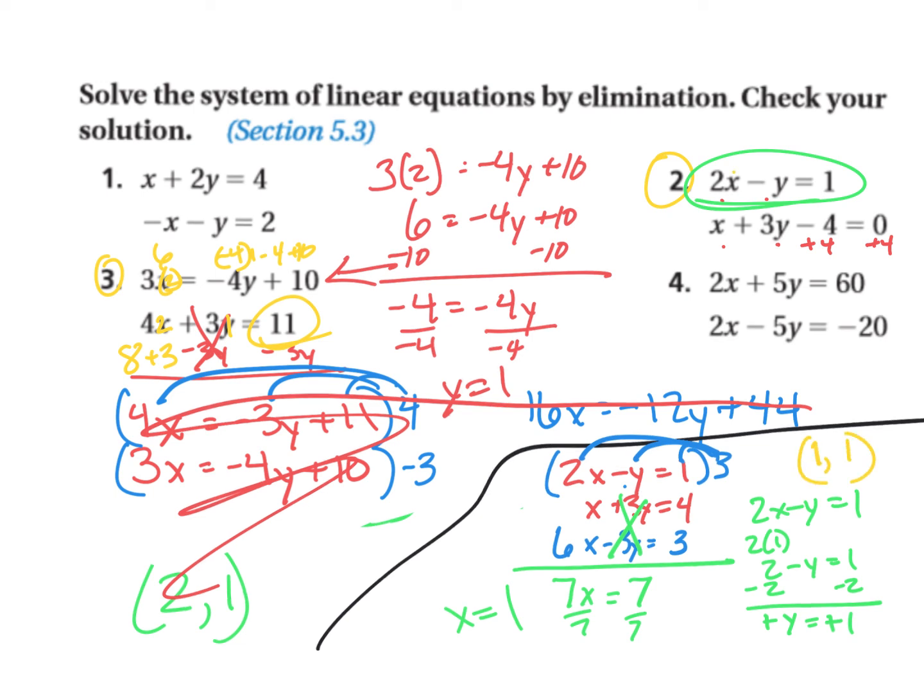And again, if we plug it in, 2 times 1 is 2 minus 1. That gives me 1. This is a 1. 3 times 1 is 3. 3 plus 1 is 4. Minus 4 gives me 0.